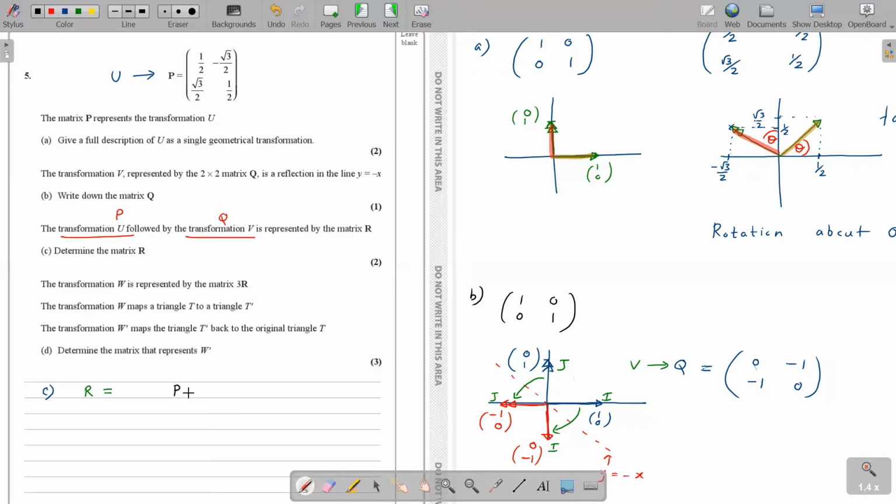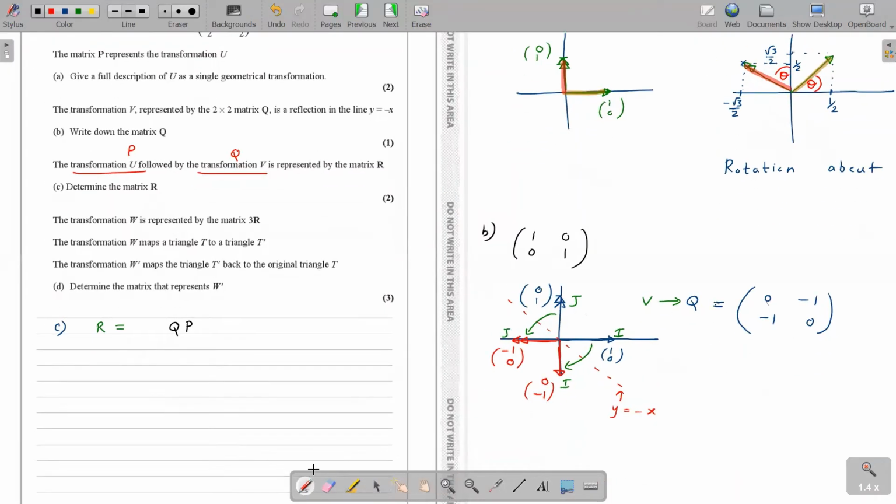P followed by Q. The Q must be written behind P, to the left of P. Okay, so this is how we write the followed. You learn about this rule in the matrices chapter. P followed by Q is not PQ, it's QP. This is very clearly explained in the textbook, so make sure you know about these rules.